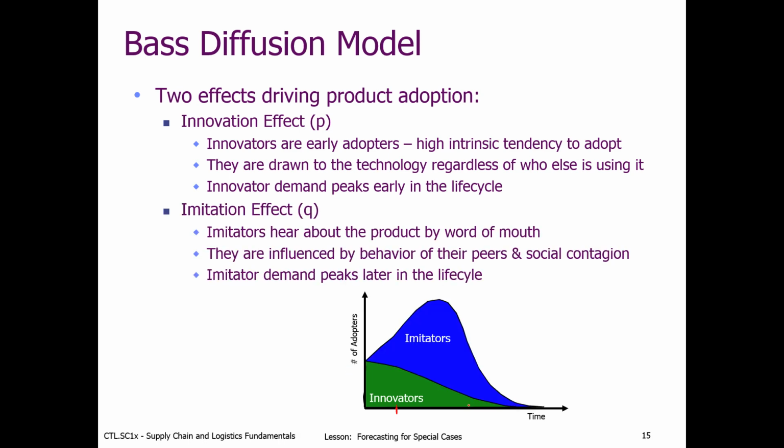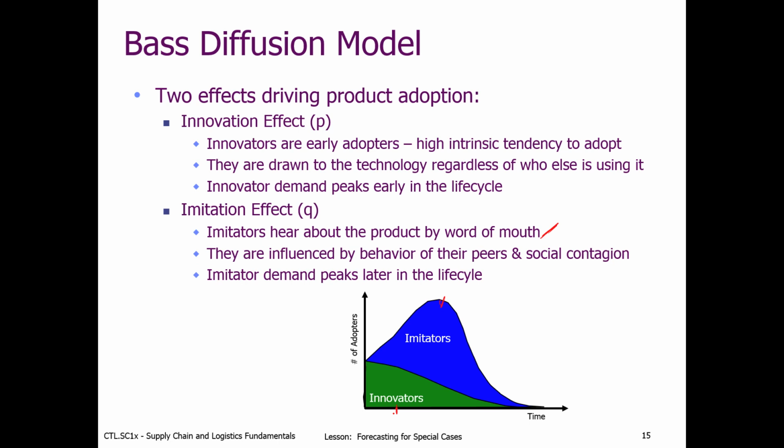The other effect is known as the imitation effect. These are people who hear about the product by word of mouth. They hear it from someone they know and they decide to adopt it. They're influenced by the behavior of their peers. This is called social contagion. It sounds like a disease, but it's not. The idea is that you hear it from a friend or an associate, and then you decide to adopt it. Imitators come in a little later in life. They peak later than the innovators.